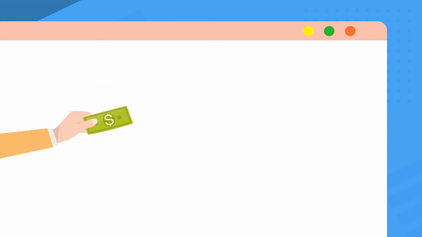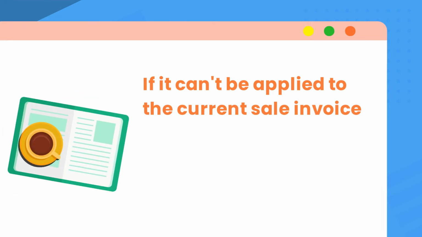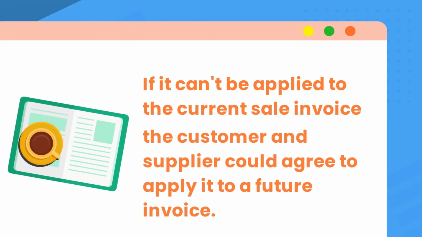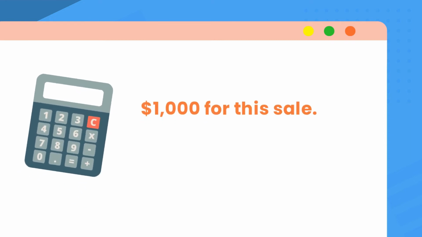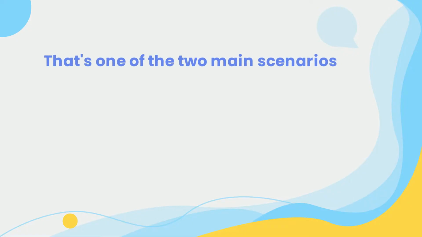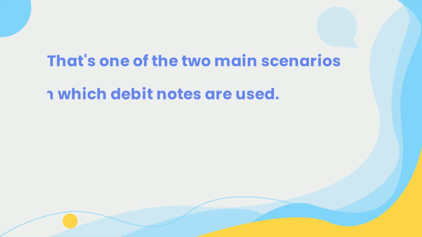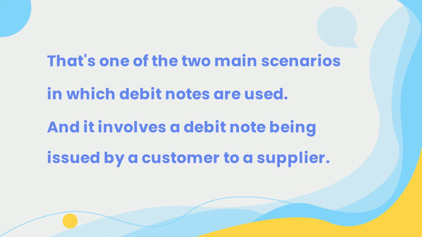It's worth noting that if the credit note could not be applied to the invoice for the current sale for some reason, the customer and supplier could agree to apply it to a future invoice instead. If that was done in this example, the supplier would send an invoice of $1,000 to the customer for this sale and reduce a future invoice by $200. So that's one of the two main scenarios in which debit notes are used, and it involves a debit note being issued by a customer and sent to a supplier.